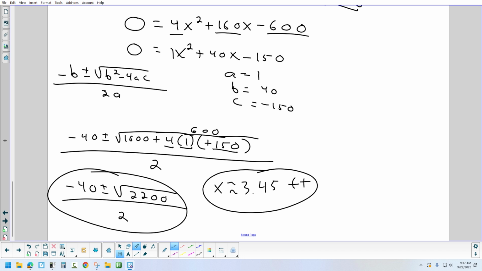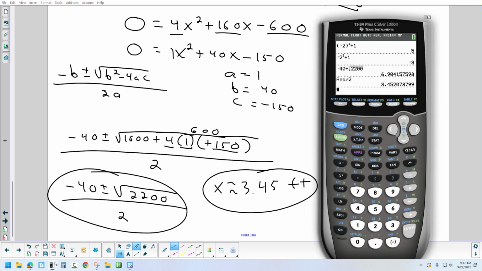Now, there shouldn't be another answer to this problem. We already have an answer. So there's going to be a problem with the next one. Negative 40 minus the square root of 2200. I don't even need to keep going because I just got negative 43 feet for the width of the sidewalk. Does it work mathematically? Yep. Does it work in the word problem? No.